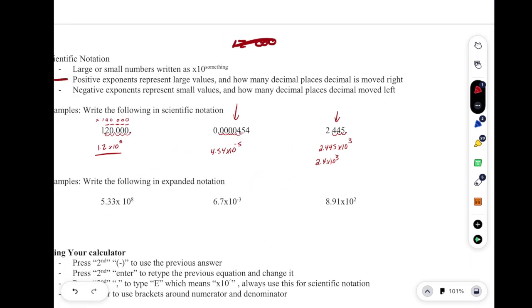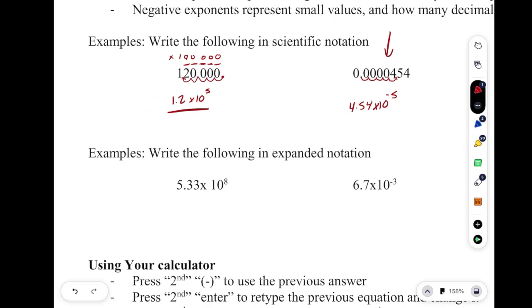Okay. We're just going to do the opposite. Going to go to expanded notation here. So 5.33 times 10 to the 8. I'm going to write 5.33. And because this is a positive, it was a big number. So let's make it big again. 1, 2, 3, 4, 5, 6, 7, 8. Going to fill in all the zeros there. To get a sense for that number, that'd be 1,000, then a million. So 533 million. Pretty big number.